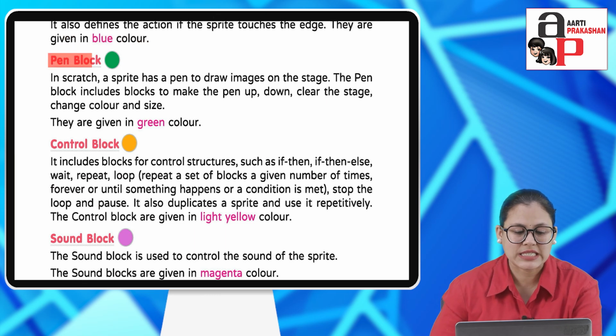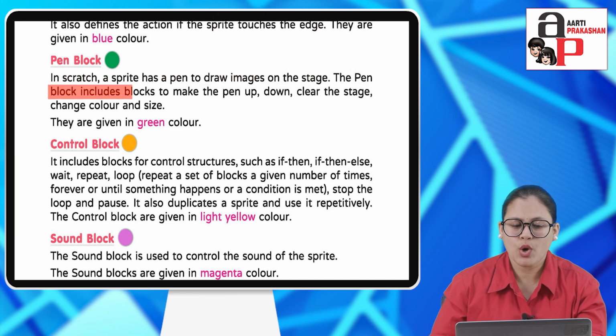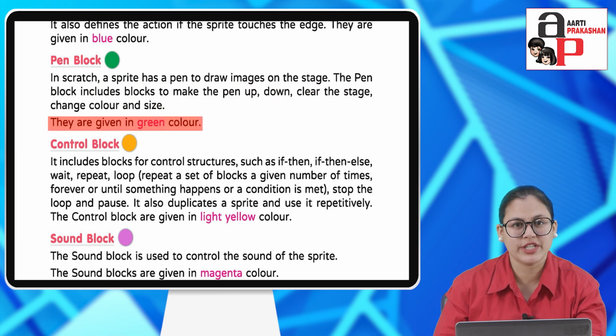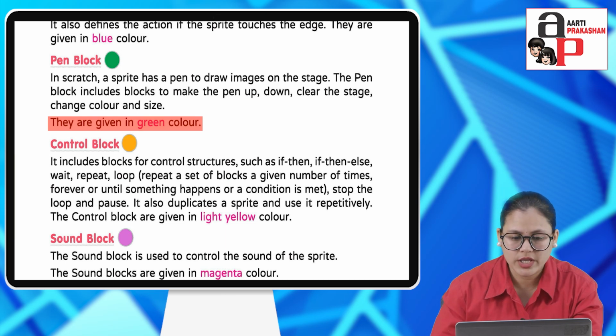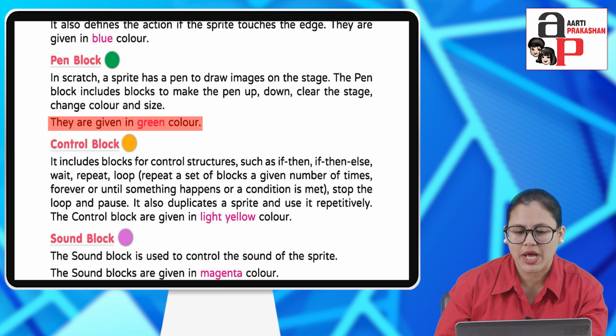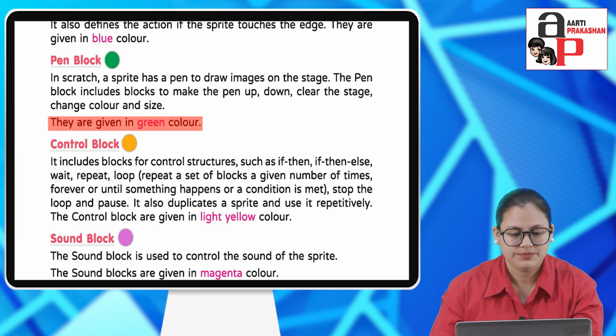Okay. Next is pen block. In Scratch, a sprite has a pen to draw images on the stage. Okay. The pen block includes blocks to make the pen up, down, clear the stage, change color and size. They are given in green color. Okay, so green color blocks are pen blocks. Okay, and here you need, sprite has a pen in Scratch if you want to draw images on the stage. So you can use this pen block.